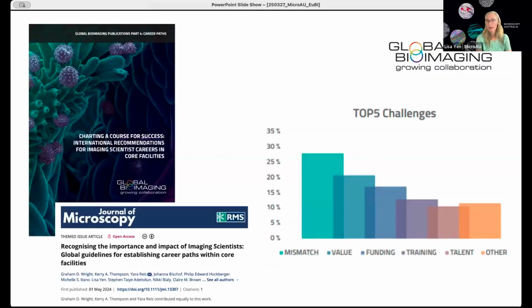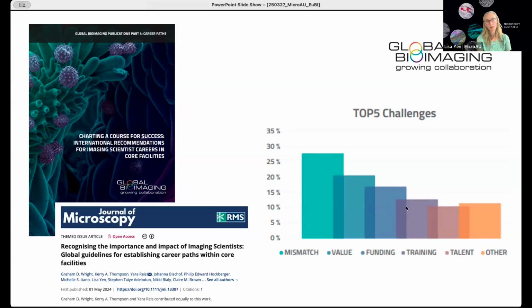And so, of course, one of the great achievements of that international effort was to then release another one of these recommendations papers about core facilities, career paths for imaging scientists. And that was also then published in a shorter form in the Journal of Microscopy last year. And so we've had a real push on trying to promote that importance and that visibility for imaging scientists over that last year period.